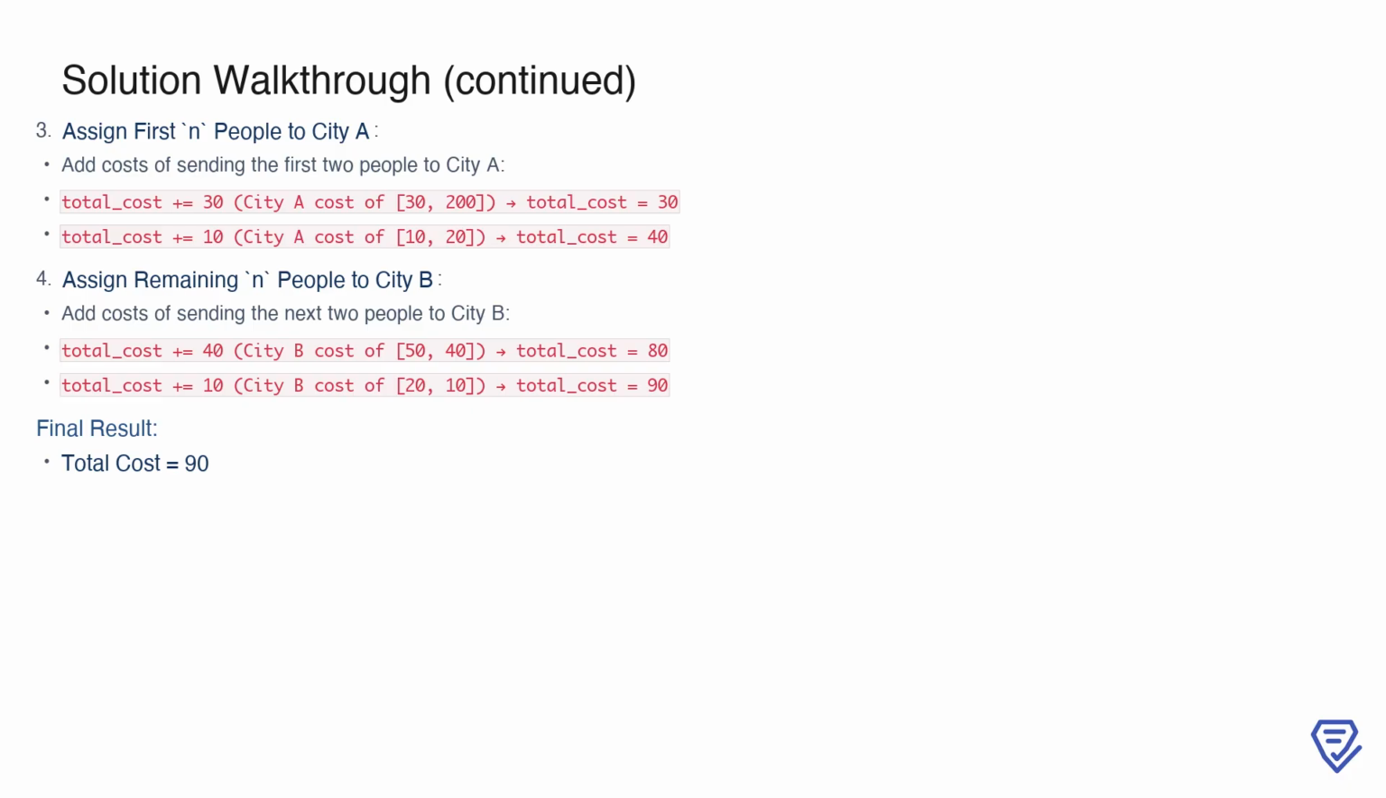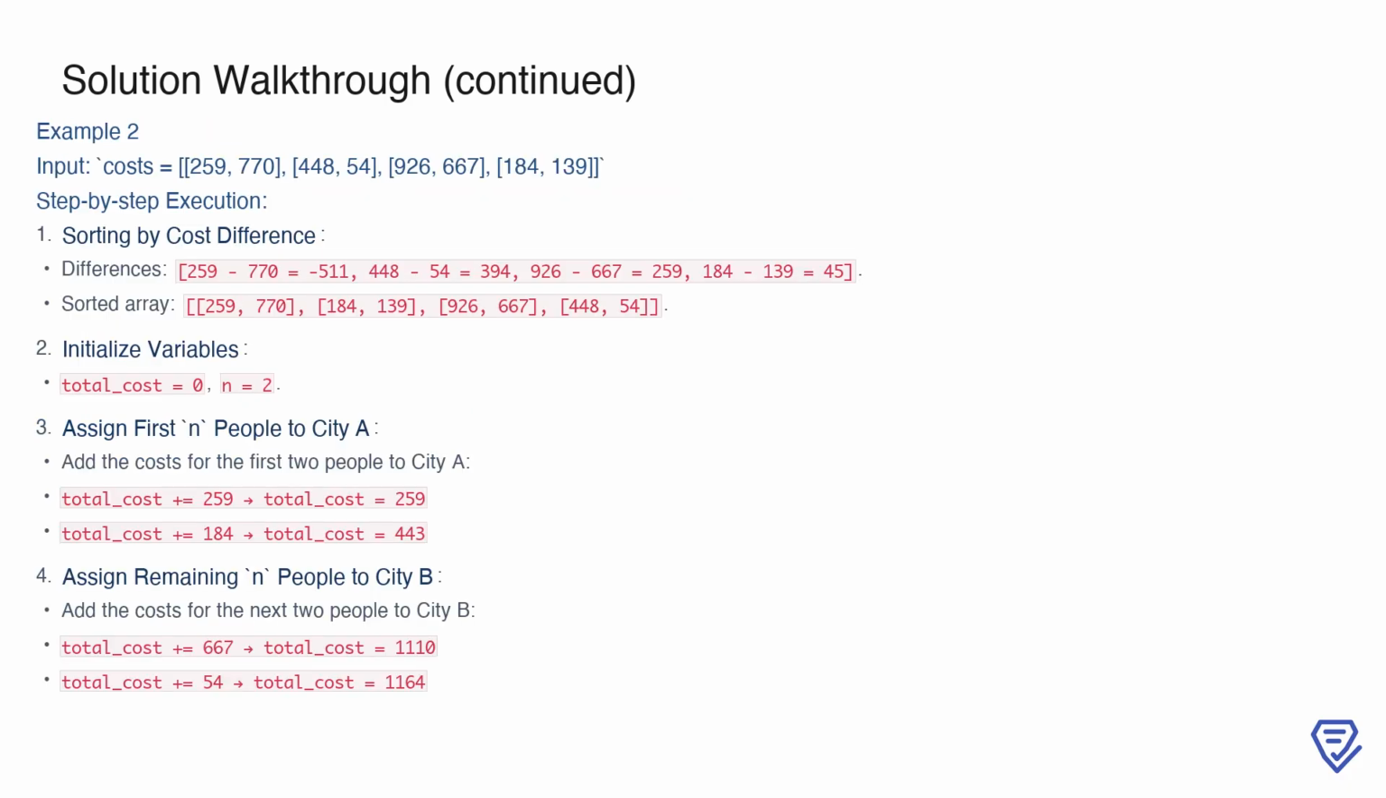For the third person in the sorted list, the cost of traveling to city B is 40, so we add this to the total cost, resulting in 80. Finally, for the fourth person, the city B cost is 10, which brings the total to 90. Thus, the total cost for this example is 90, which is the minimum cost achievable under the given constraints.